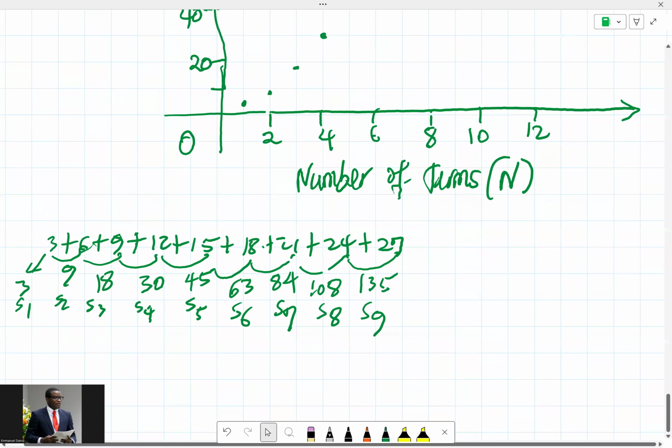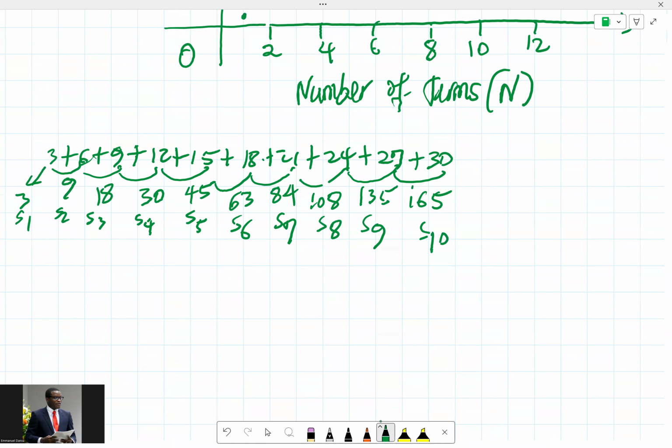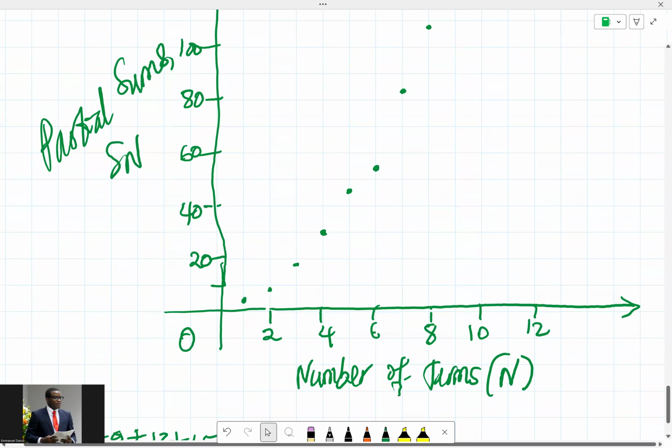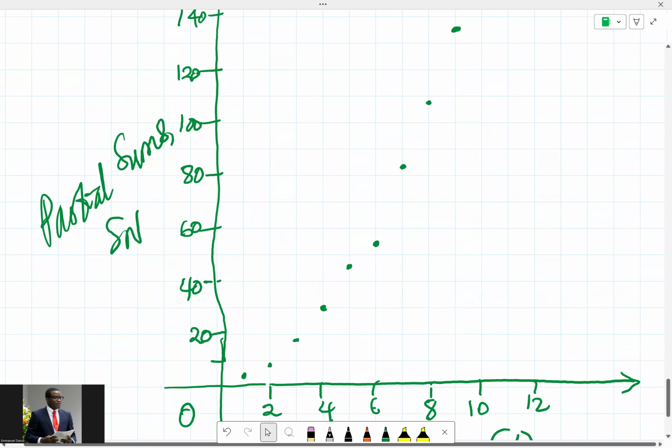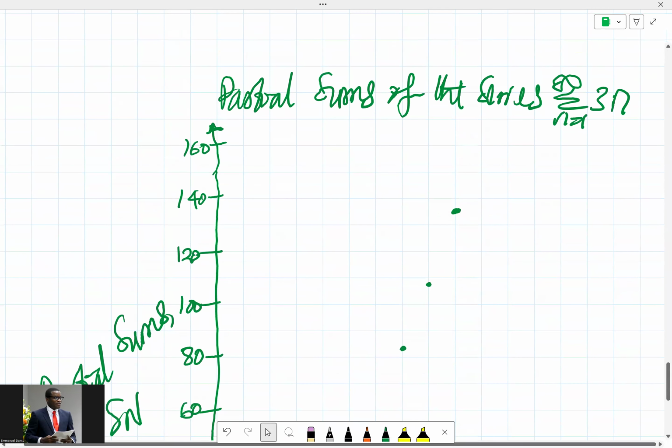Then the 10th one, if you now add 30, that is 165. That is S10, this 10th partial sum. So the 10th one is against 165. 165 is somewhere around here.